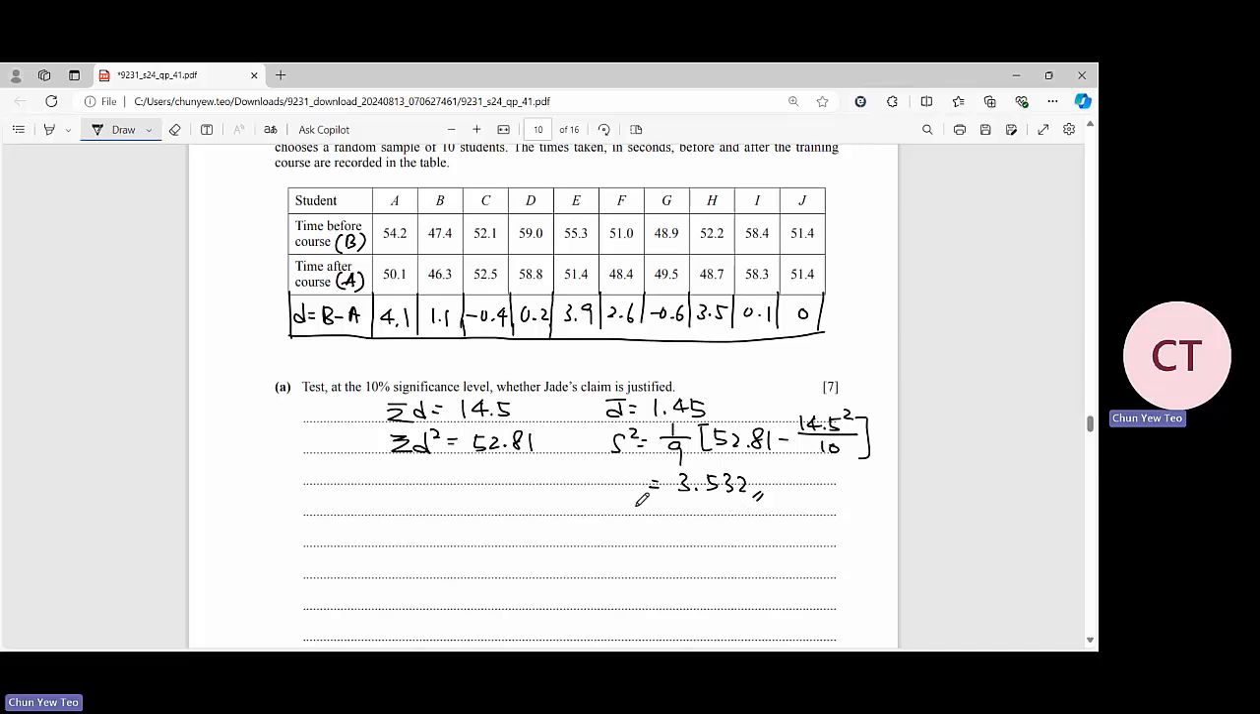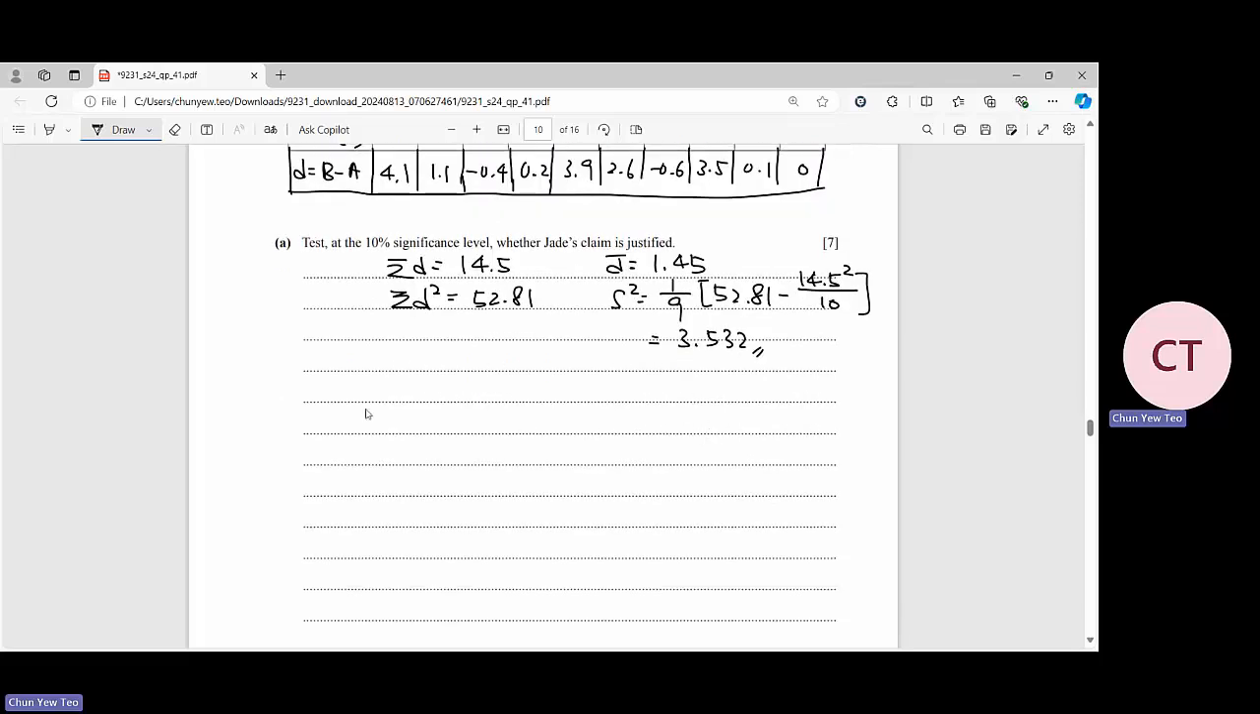So this is the information that we need to do the hypothesis test. We need to build the null hypothesis and the alternative hypothesis. We say that mu B minus mu A is equal to 1, or mu B minus mu A is greater than 1. This is a right tail test.